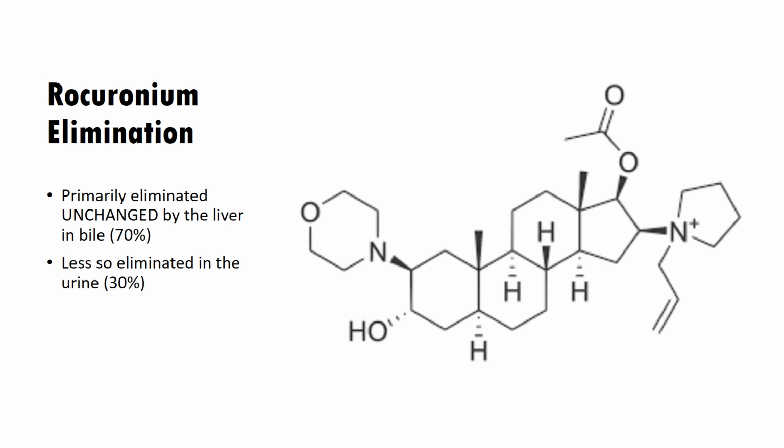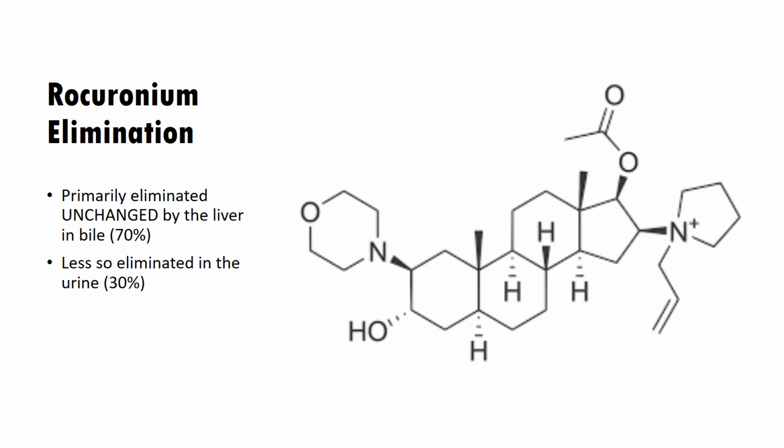All right, our next topic here is rocuronium elimination. So this is the chemical structure over to the right of rocuronium. As you can see, it's a very large molecule. It is primarily eliminated unchanged by the liver in bile. It's less eliminated in the urine. It's about a 70-30 sort of ratio. But it is important to know that the primary way that rocuronium is eliminated is through the liver in bile.